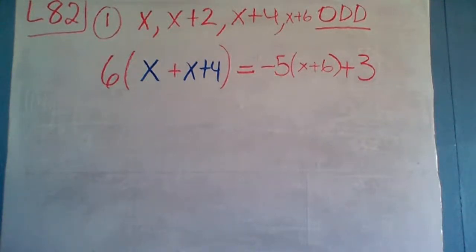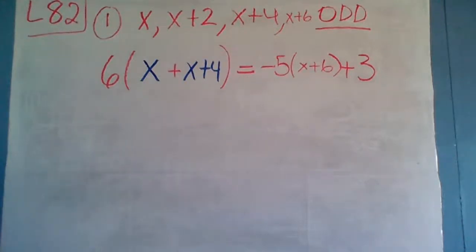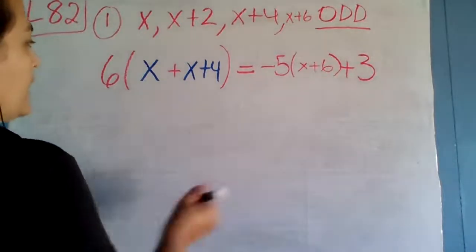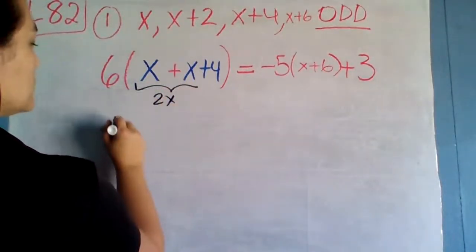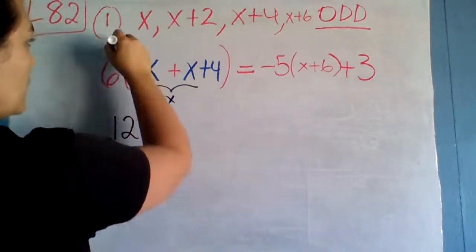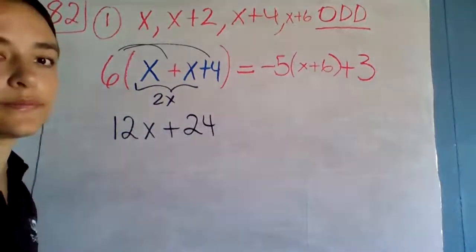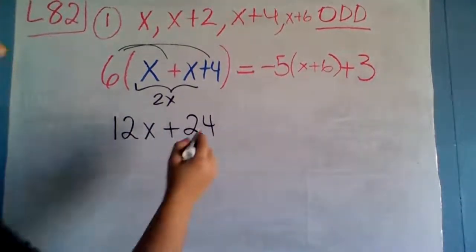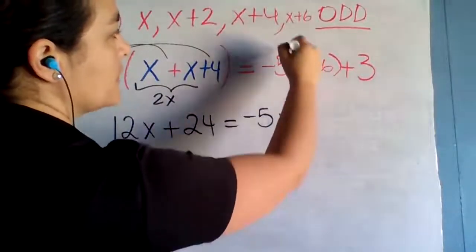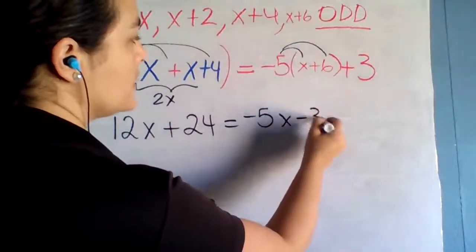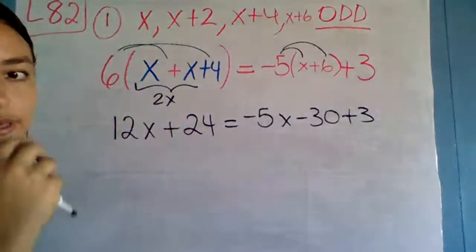There's no way we can do this by guessing or anything. The whole point is to do this algebraically. Okay, again, I add 1 plus 1 is 2x, and 2x times 6 is 12x. And then 6 times 4 is 24. Okay? And then on the other side, -5x, -30, plus 3.